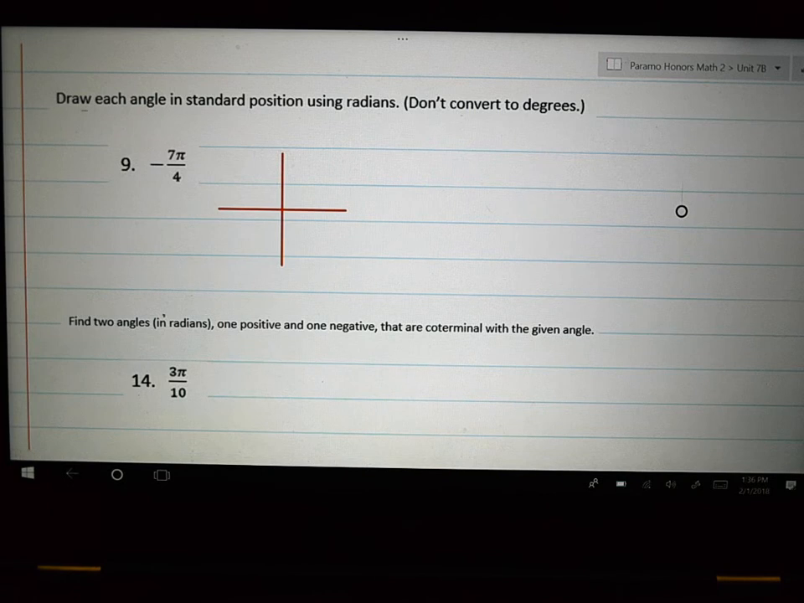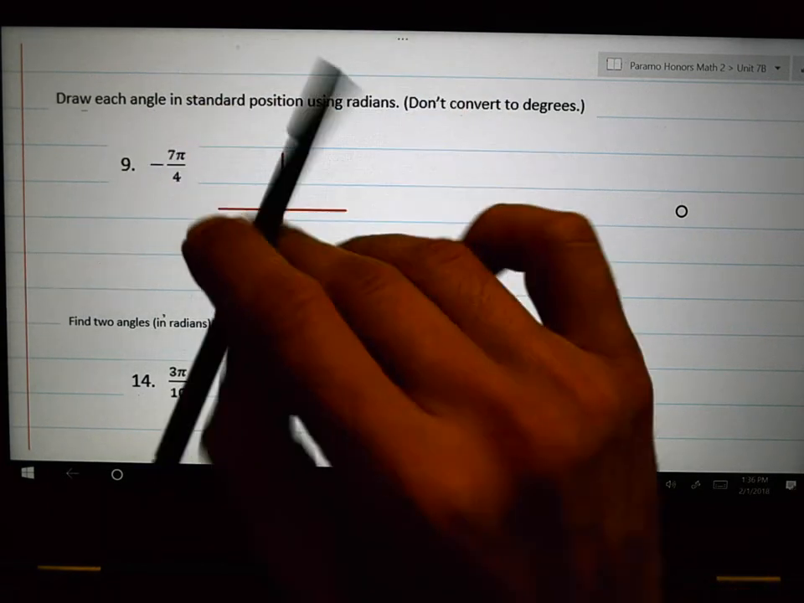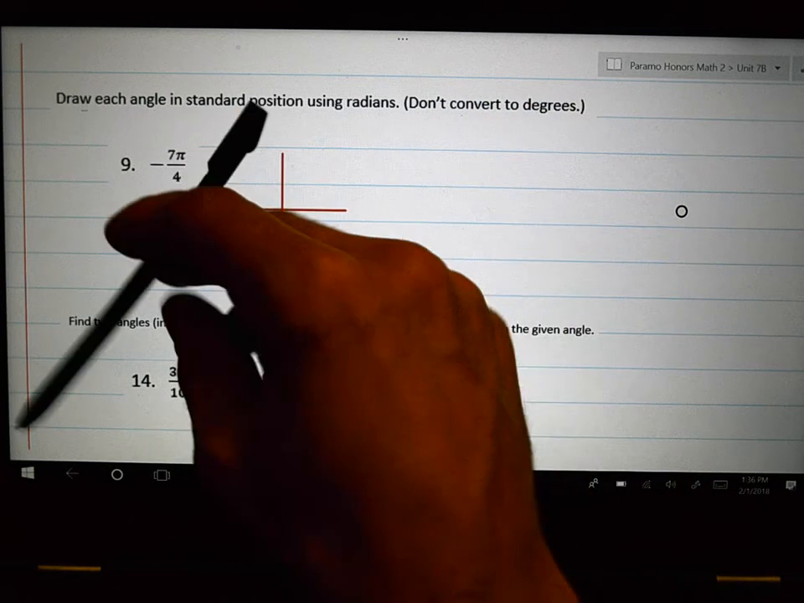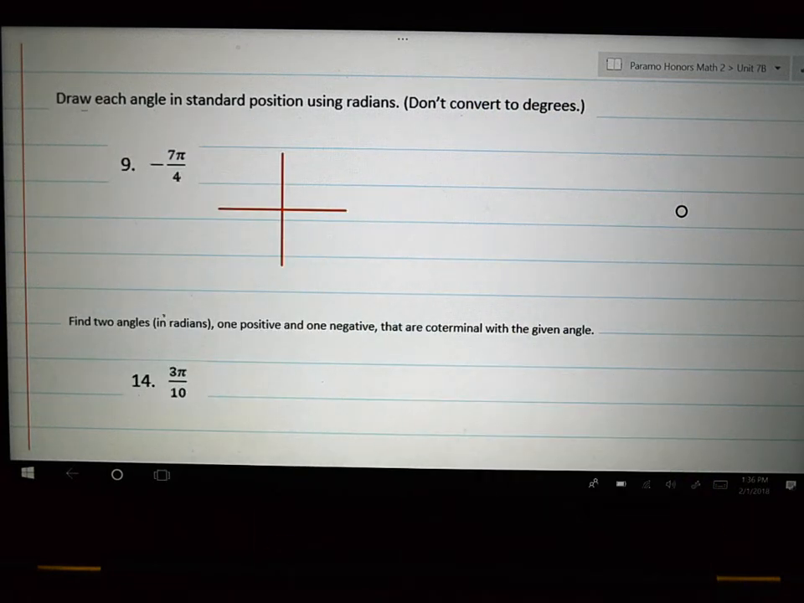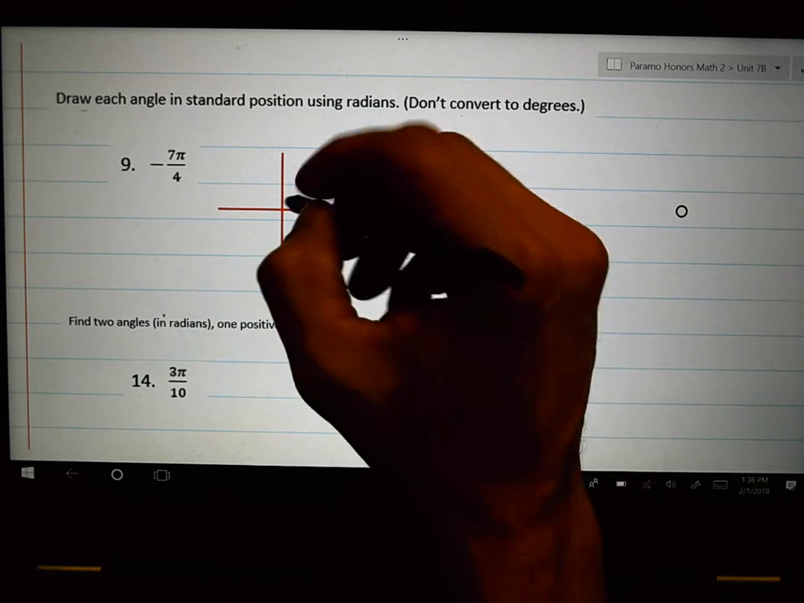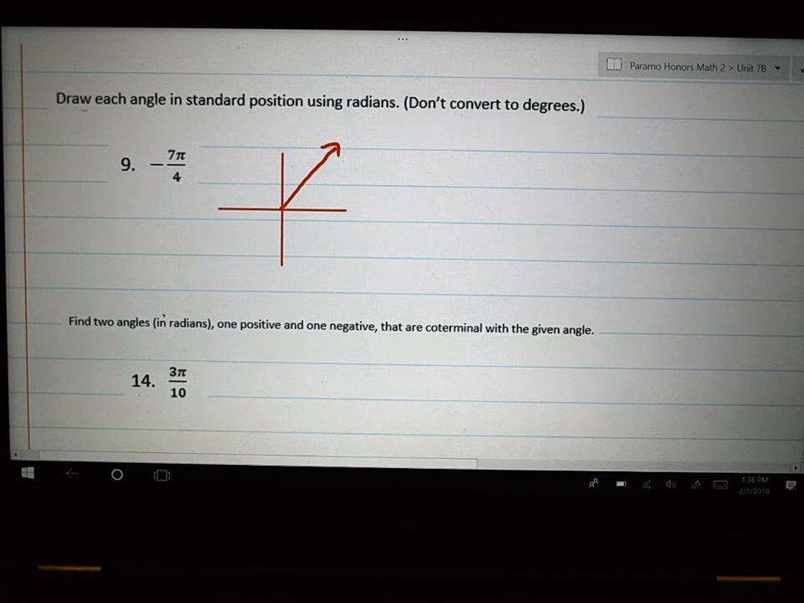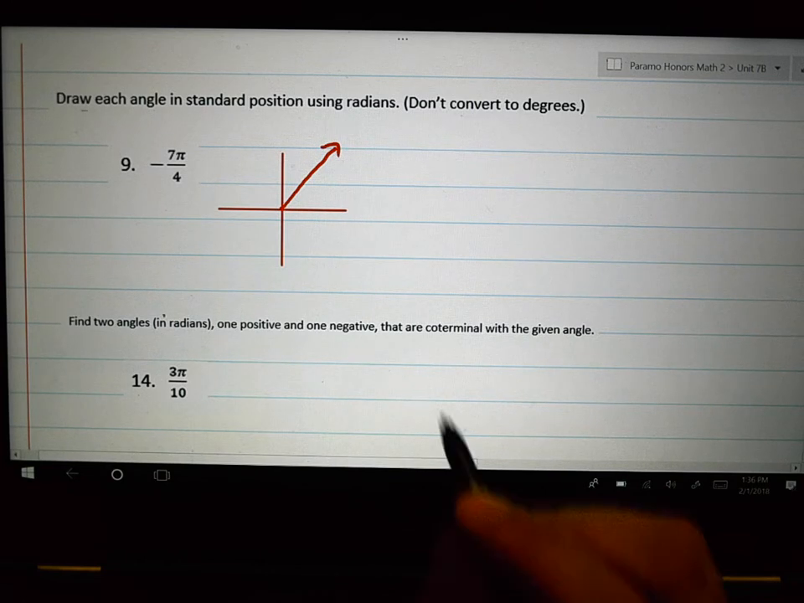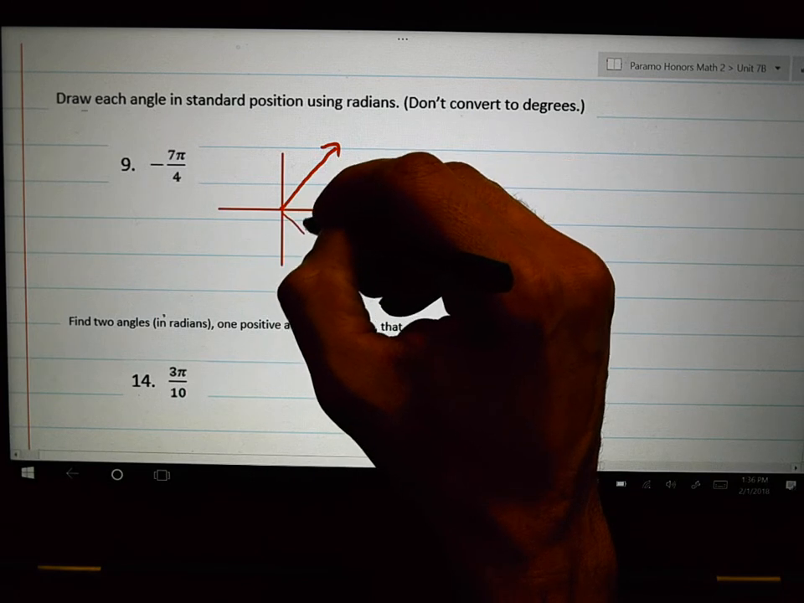Just like before, positive angles go counterclockwise. Negative angles go clockwise from our initial ray. So if I'm going negative 7 pi over 4 radians, I know where that's going to end. It's going to end right here. If you do not know why, I will give you a reason why. Because if I go 1 pi over 4 radians negative, it'd be this way.